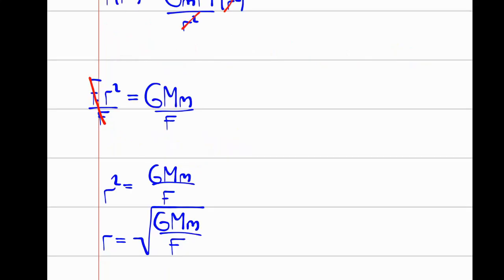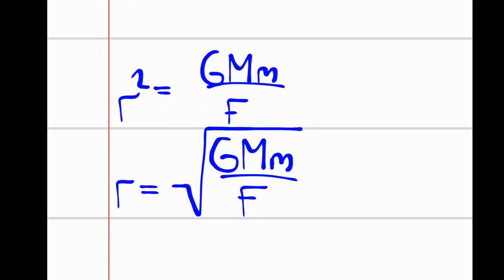Dividing by f on both sides, our f's cancel on the left. We then end up with r squared equals g times big M times small m all over f. All we need to do is take the root on both sides, and we're left with r equals the root of g times big M times small m over f.